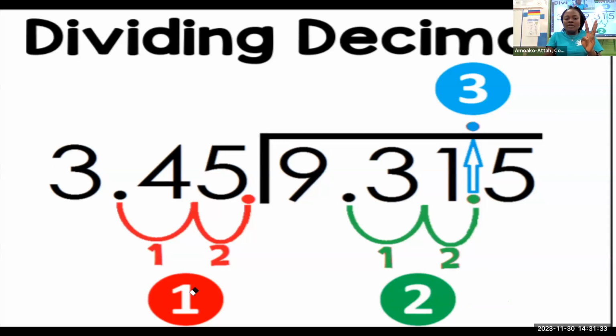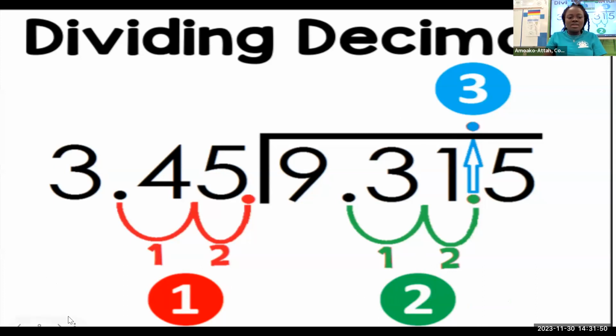Right. So this is the first step. This is the second step. Do the same thing. Then the third step, you move the decimal point to the top of the quotient, because this is where your answer will be. Quotient is what? Answer to a division problem.